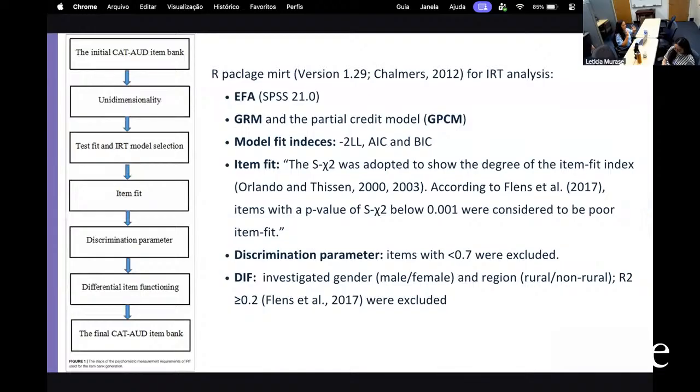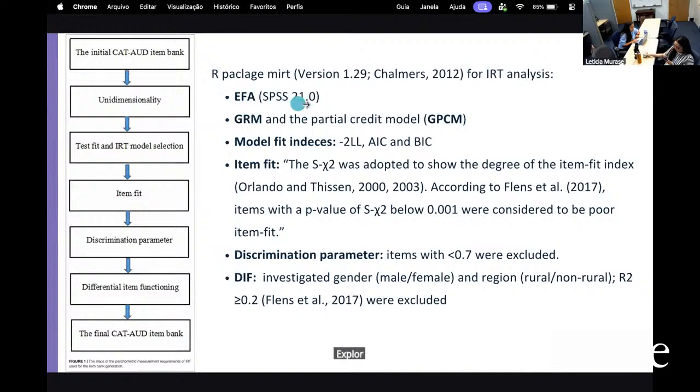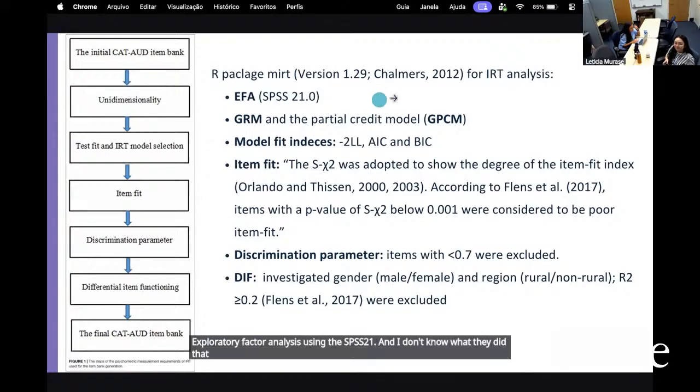These are the methodological steps they took. So they created that initial item bank, reviewed by the clinicians. And then they tested the unidimensionality with an exploratory factor analysis using SPSS 21. And I don't know why they did that, okay? But that's what they did.